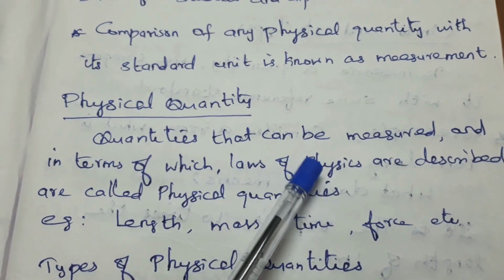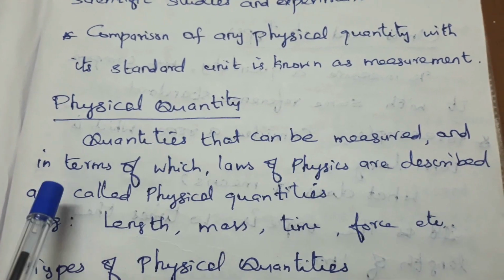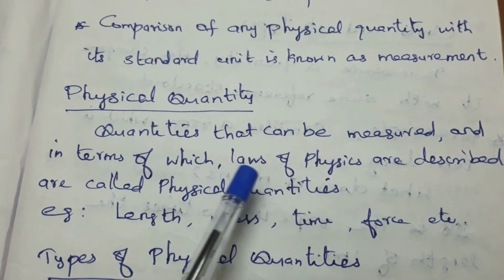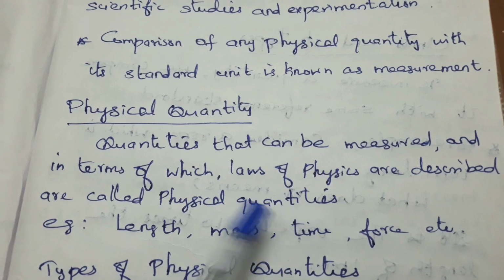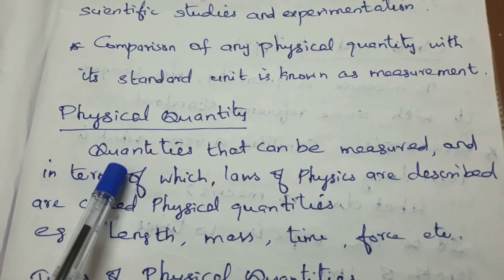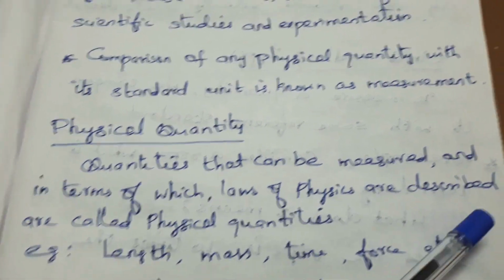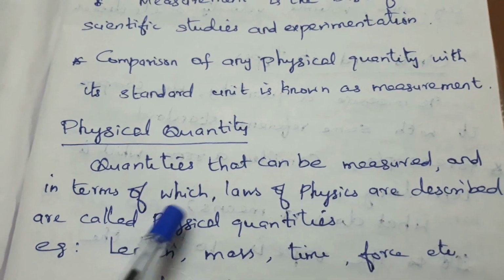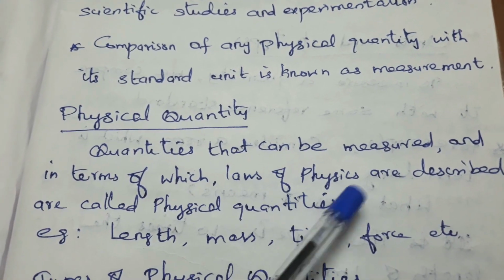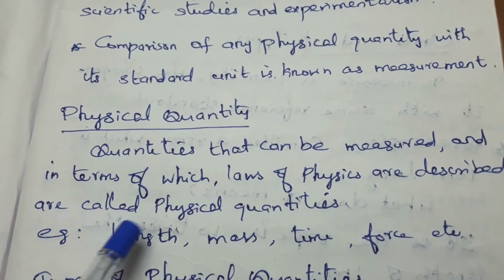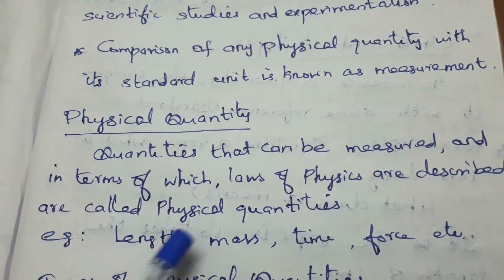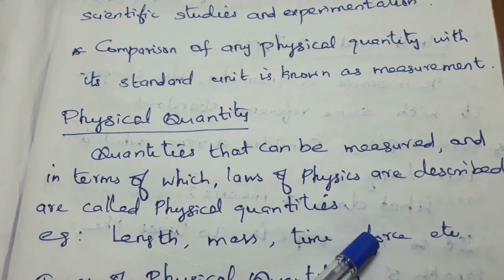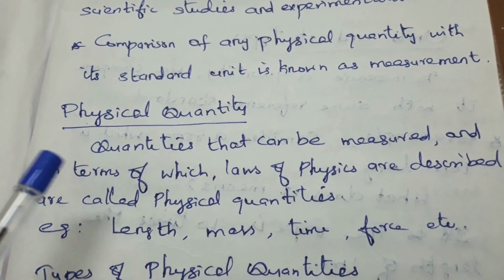Quantities that can be measured and in terms of which laws of physics are described are called physical quantities. Example: length, mass, time, force, energy, etc.